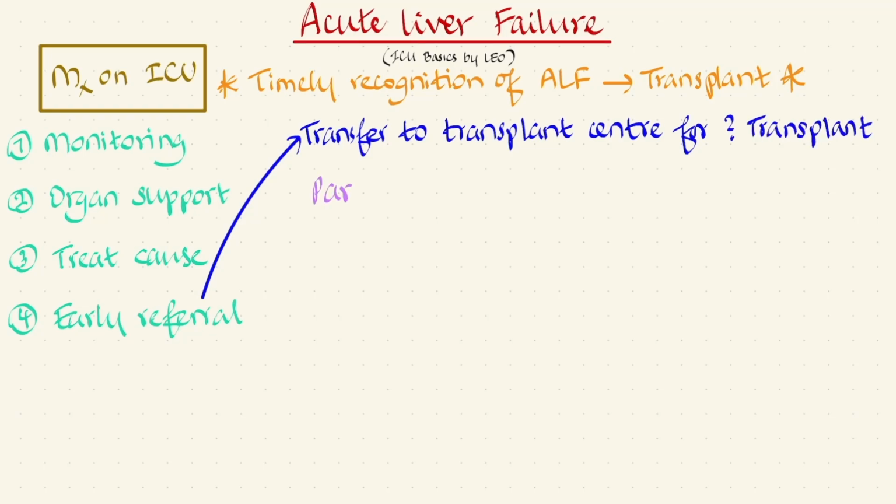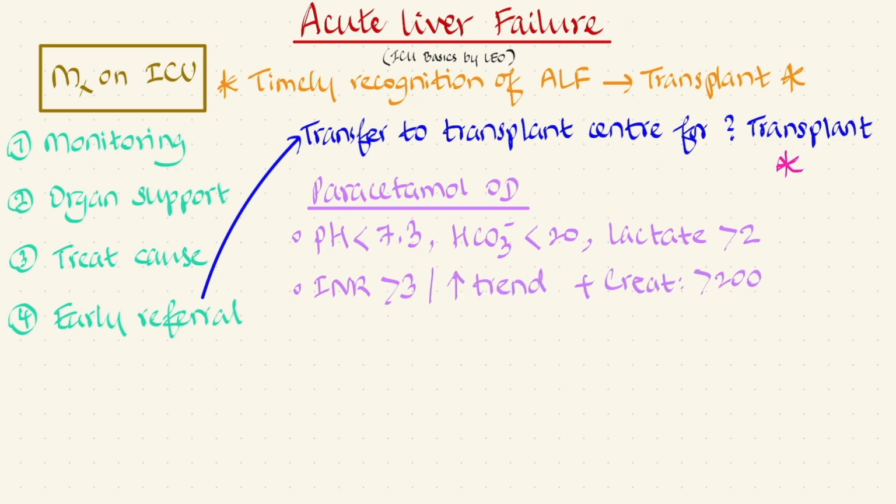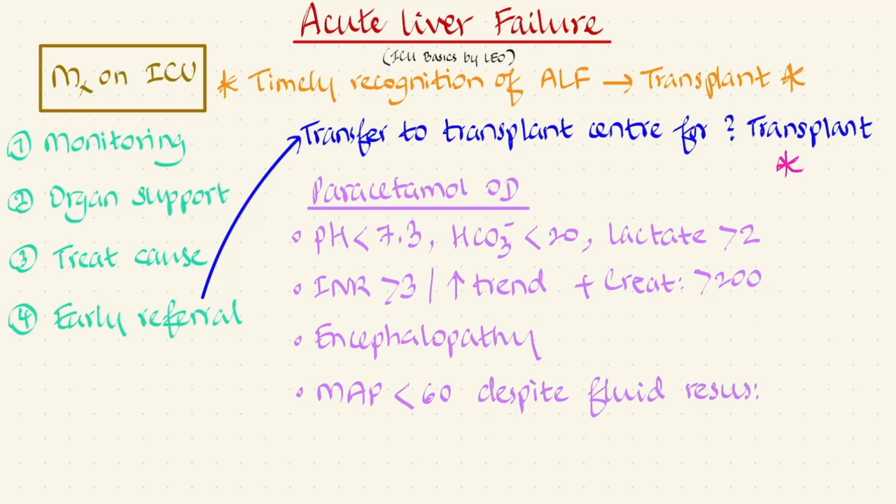In patients with paracetamol toxicity, if there is any evidence of metabolic acidosis with pH less than 7.3, bicarb less than 20, lactate more than 2, INR more than 3, or if the INR trend is worsening with creatinine more than 200 micromole per liter, if there is any evidence of encephalopathy, or mean arterial pressure less than 60 mmHg despite volume resuscitation, then we need to discuss with liver specialists for early transfer.